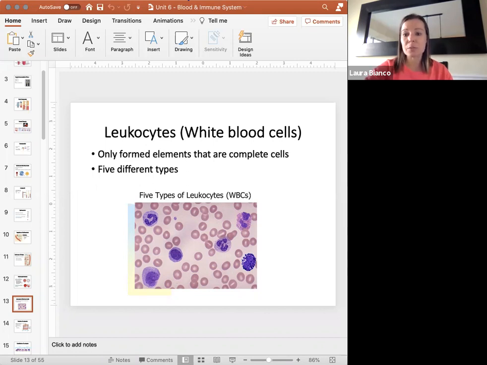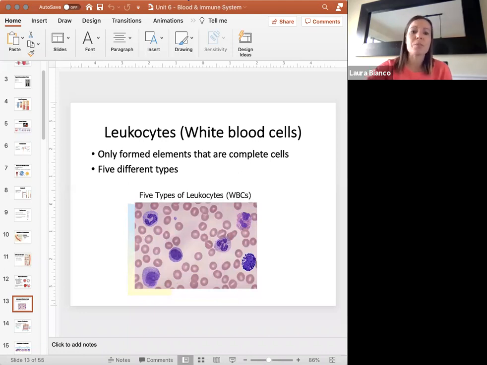These white blood cells protect the body from diseases caused by a wide variety of things: bacteria, viruses, parasites, toxins. So they have a protective function. And there are 5 different types. Each one is sort of specific to a specific thing.